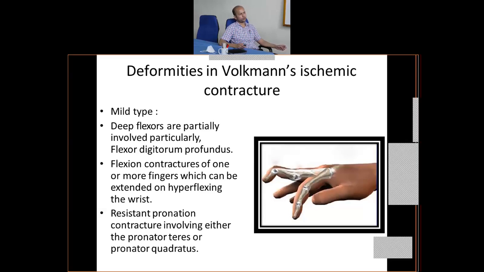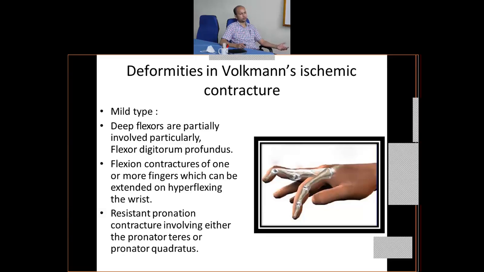Now, deformities in Volkmann's ischemic contracture. I have already told you that in Volkmann's ischemic contracture, the two most common muscle groups involved are the superficial and deep flexors of the volar compartment. The deep flexors are partially involved, particularly flexor digitorum profundus, and pronator quadratus is not that much involved. Most commonly flexor digitorum profundus, with flexion contractures of one or more fingers which can be extended on hyperflexing the wrist. It is common sense that whenever there is increased pressure inside the compartment, the deepest muscle group will be involved first.